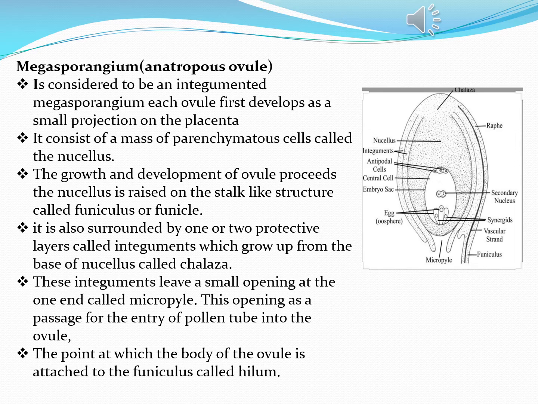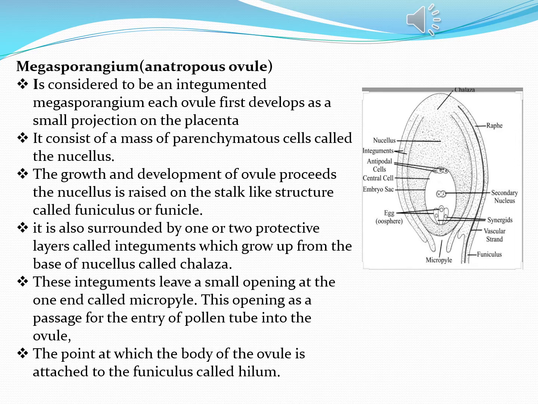Each ovule first develops as a small projection on the placenta. This placenta is connected to the ovule with the help of a stalk, and that stalk you are calling the funicle.